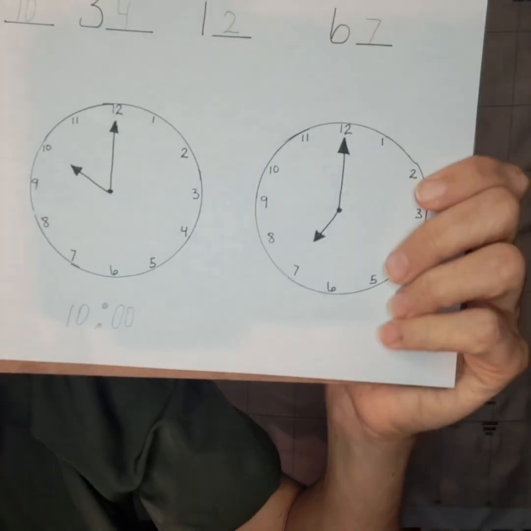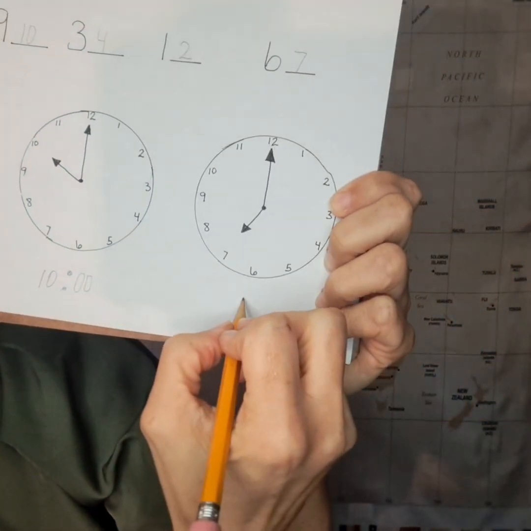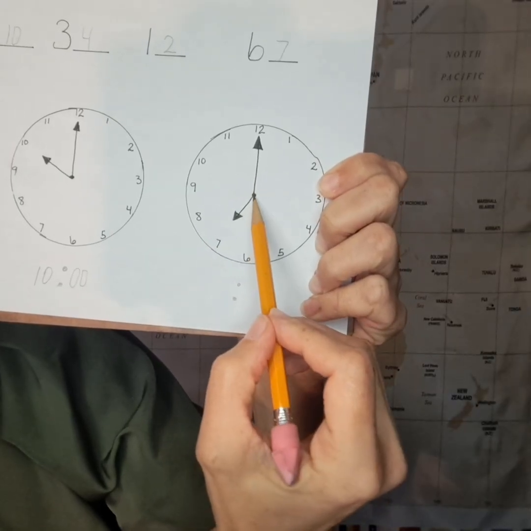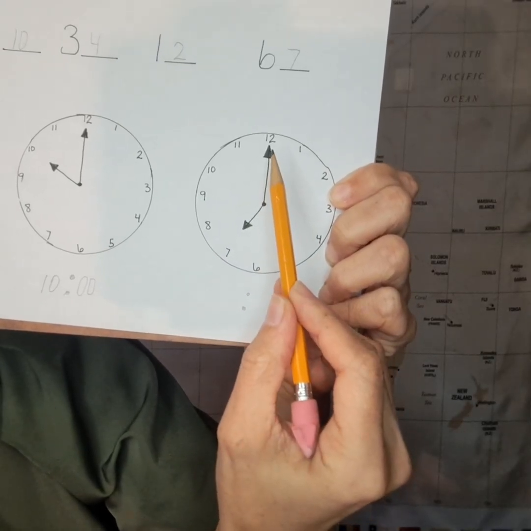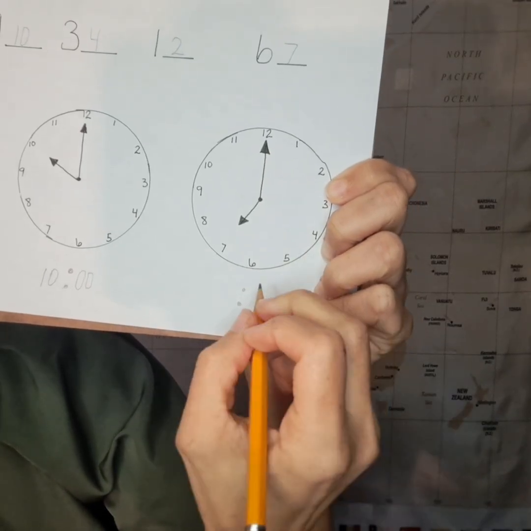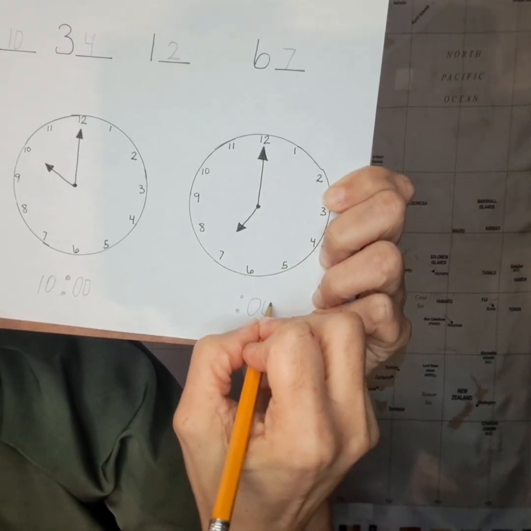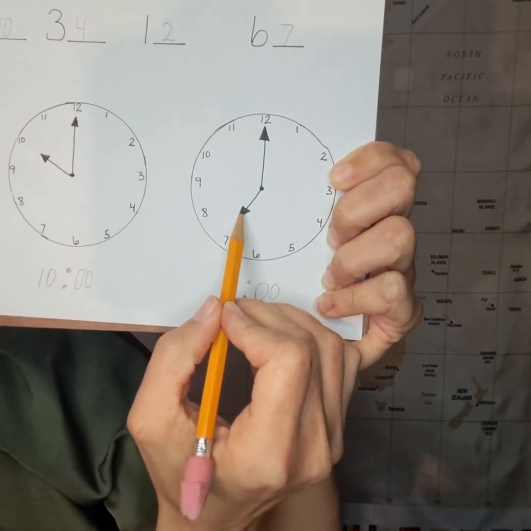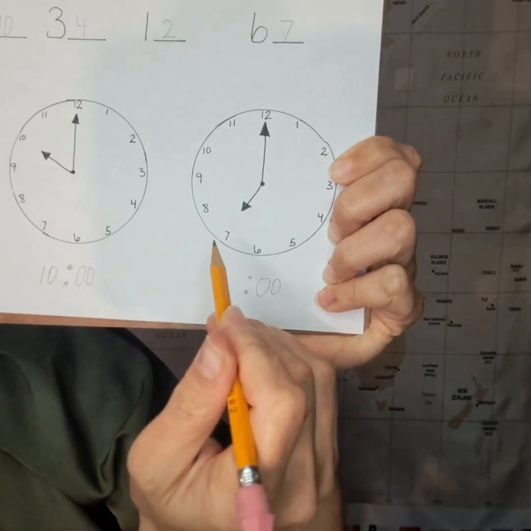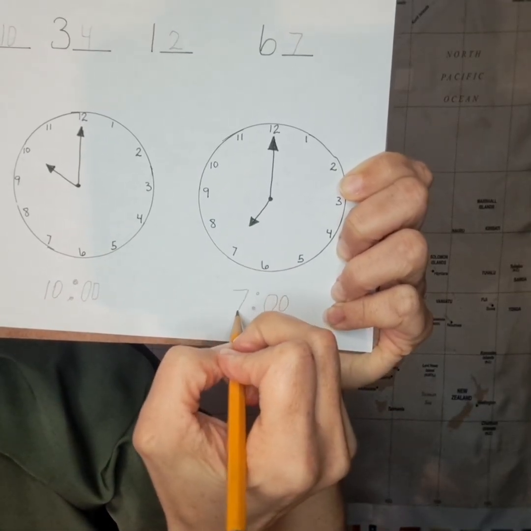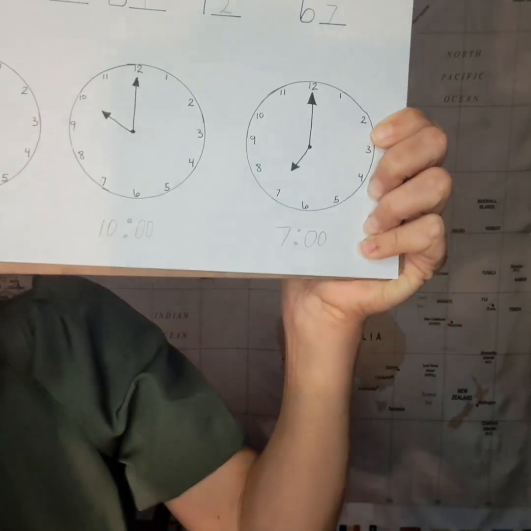All right, last one. I'll make the colon for it below. Now, the long hand is the minute hand, and it is pointing to, what is that? O'clock. So we put 0, 0 on the minute side. Now what is the short hand, which is the hour? What is it pointing to? The 7. So it is 7 o'clock. There we go. That's how you tell time.